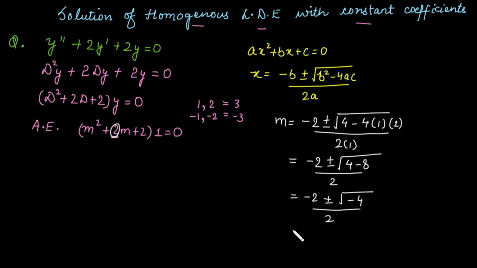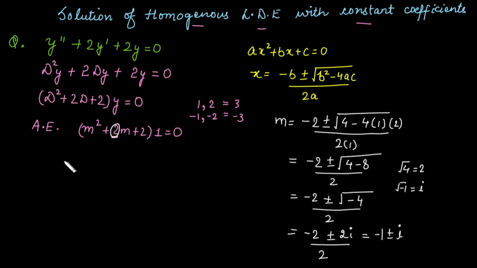So this is equal to minus 2 plus minus under root 4 minus 8 is minus 4, divided by 2. So this is equal to minus 2 plus minus under root 4 is 2, and under root minus 1 is iota. So we have in this case 2 iota divided by 2. Simplify this, we have minus 1 plus minus iota.